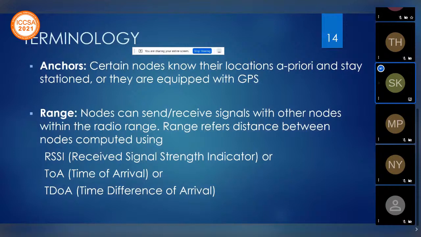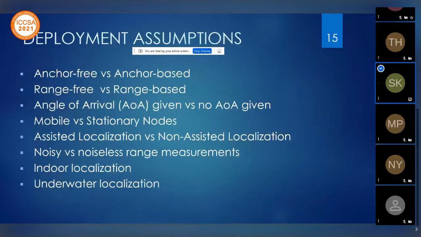And we'll go over a few terminologies before I get started with the MDS and the specific algorithm that I'll be talking about. We call some of the sensors anchors if they are equipped with GPS or if they do not move once deployed during the algorithm. Range is a word that we use to measure the distance between sensors, and it can be done in multiple ways: by received signal strength indicator, using time of arrival of the signal, or time difference of arrival of the signal. And in deployment of these sensors into missions, there are multiple approaches possible. It could be completely anchor-free deployment or anchor-based deployment where a few of the nodes are anchors.